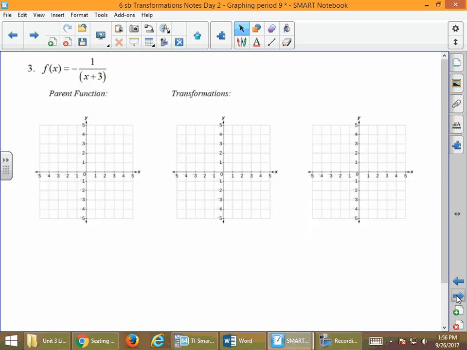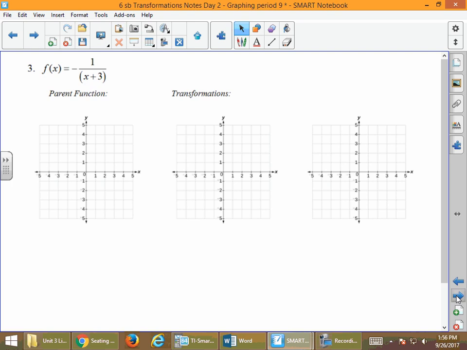So this is part 2 of our graphing with the transformation rules. We are now on problem number 3, and the key to being able to work with these types of functions is we need to know what the parent function is, we need to identify what the transformations are, and we need to know the key points of the parent function to help us draw the graph.